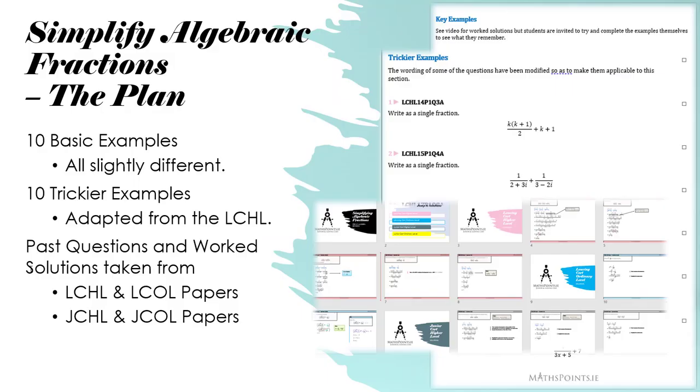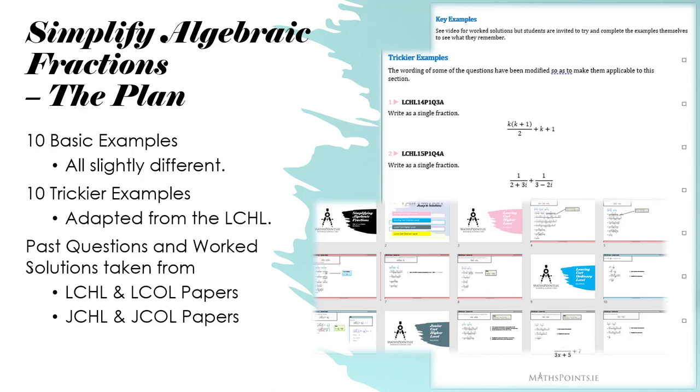We're going to look at 10 key examples for simplifying algebraic fractions. The first 4 are going to be examples of questions where the denominator, the bottom of the fractions, only have numbers in them, and then we'll have a look at 6 examples where the denominators have variables such as x in the fraction. We'll have a look at some trickier examples, questions adapted from the Leaving Cert higher level papers, as well as some trickier Leaving Cert ordinary level and junior cert higher level questions.